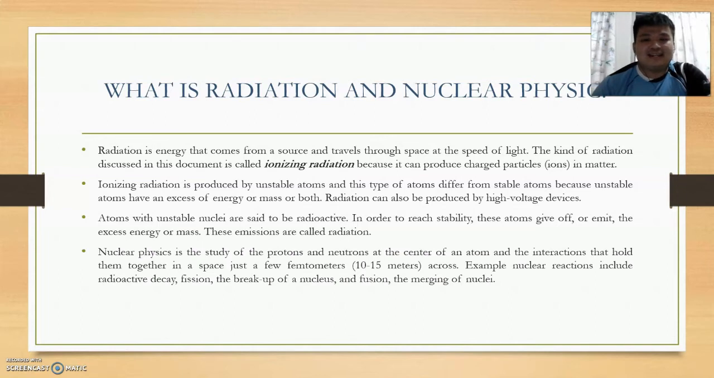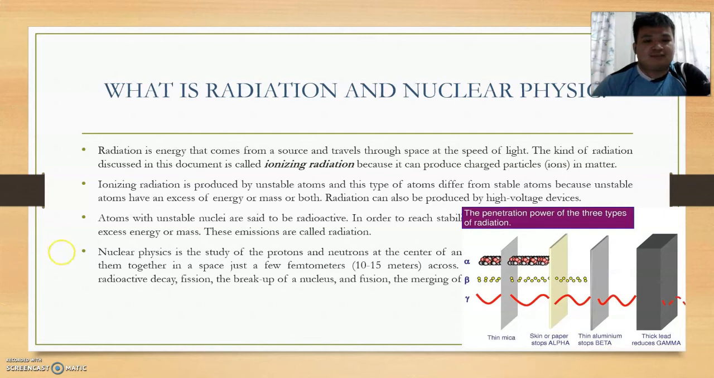Nuclear physics is the study of protons and neutrons at the center of an atom, and the interactions that hold them together in a space just a few femtometers, which is 10 to the minus 15 meters, across. Examples of nuclear reactions include radioactive decay, fission, the breakup of a nucleus, and fusion, the merging of nuclei. These are examples of radiation: alpha, beta, and gamma decay.